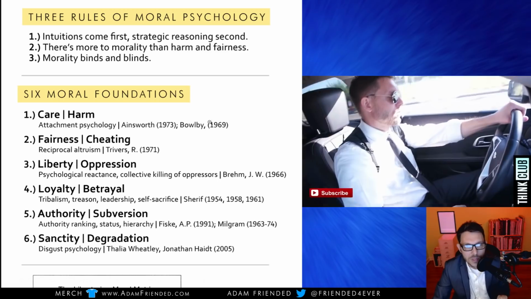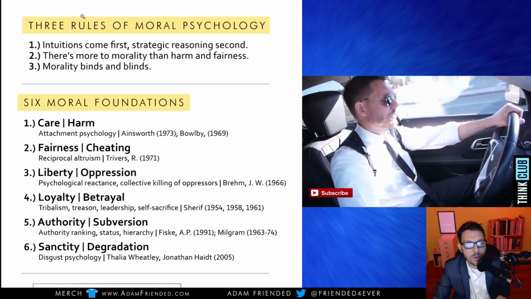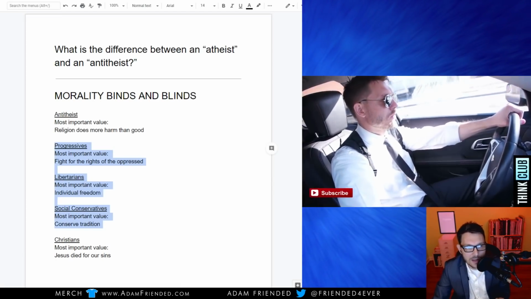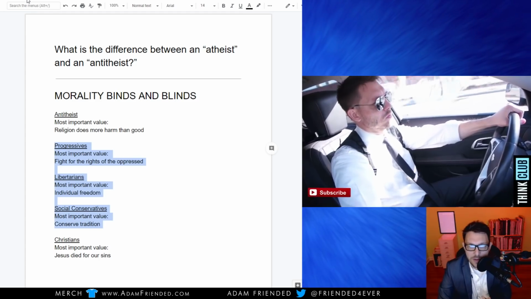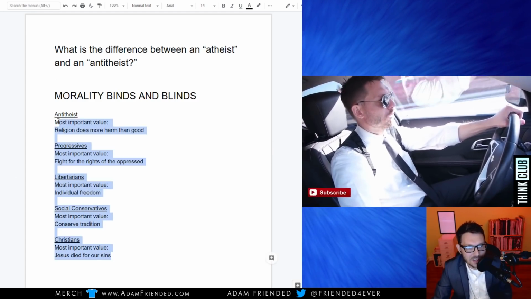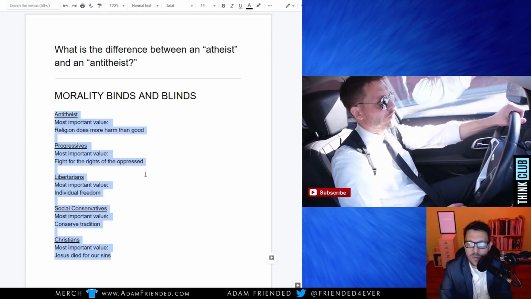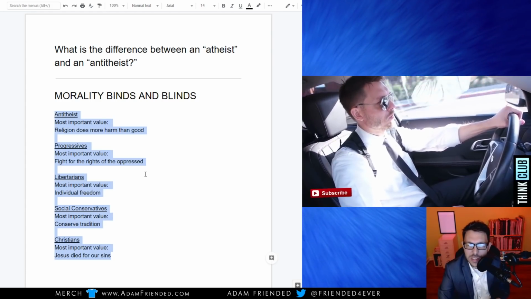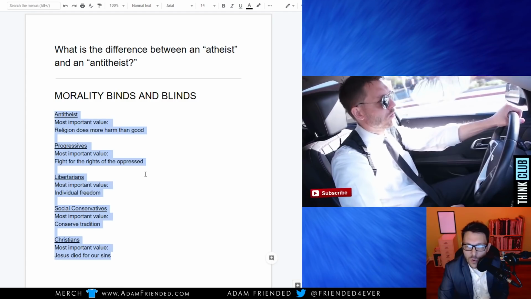But so that is the difference between an atheist and an anti-theist. I am an atheist where I don't fall into really any of these moral foundations. I guess I'm really looking for truth. I guess I am one that's looking.